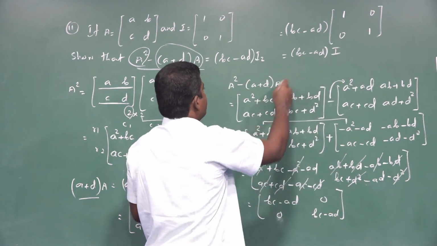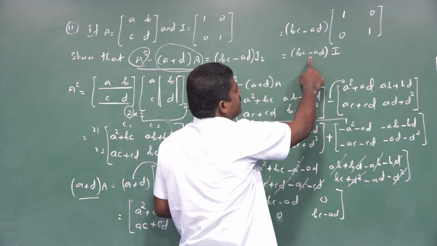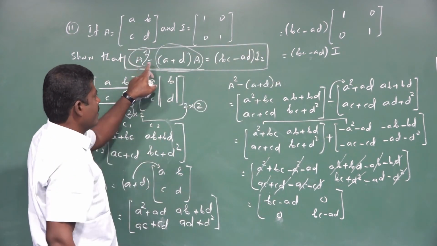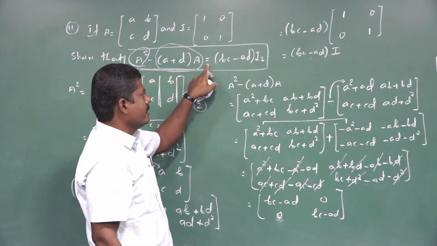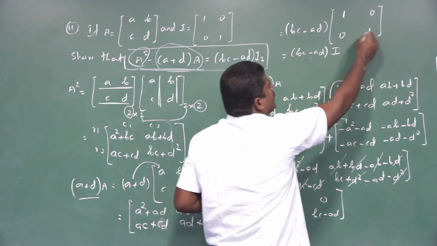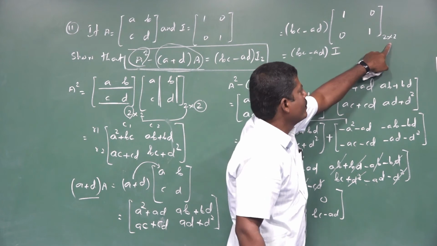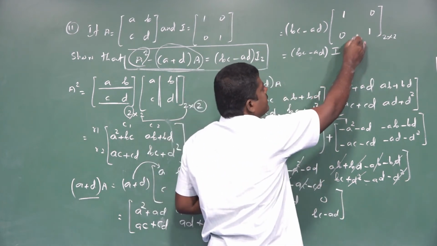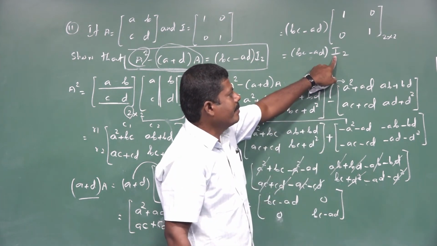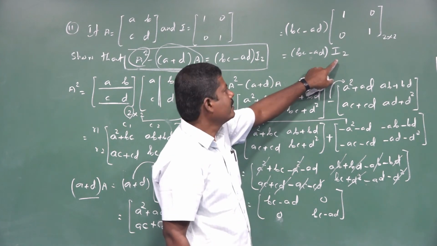So this is A square minus (A plus D) into A is equal to (BC minus AD) into I. This is of order 2 by 2. The order of this identity matrix is 2 by 2. Simply, this identity matrix we can write as I2. I2 means the identity matrix of order 2 by 2. Understand? So hence proved.